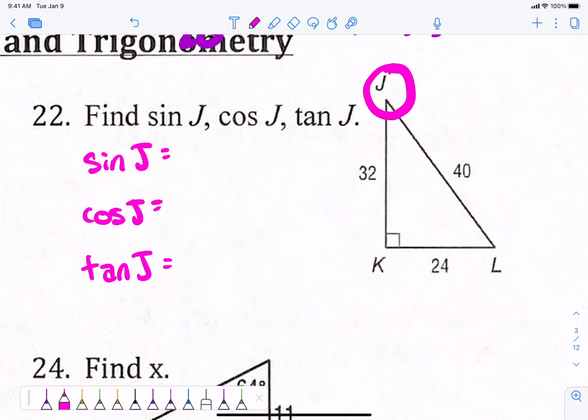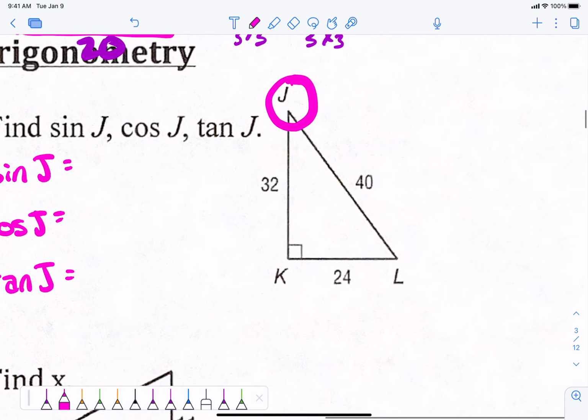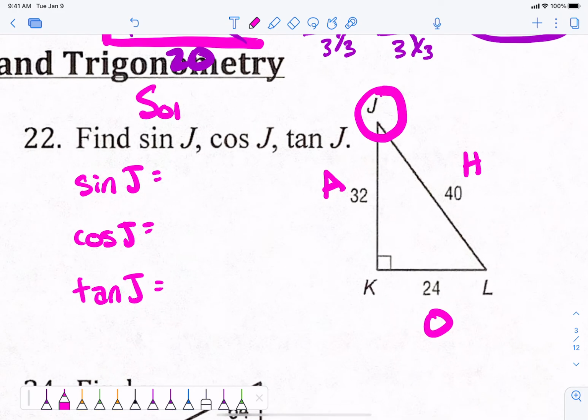Okay, now here's what I'm gonna do. Don't start yet. Let's label the sides because I'm gonna do something that's gonna help you out here in just a second. Okay. J. What's opposite? 24. What's hypotenuse? 40. Adjacent is the other one. And sine is, if you write down SOHCAHTOA, if you want to write that down. Sine of J is opposite over hypotenuse, which is 24 over 40.